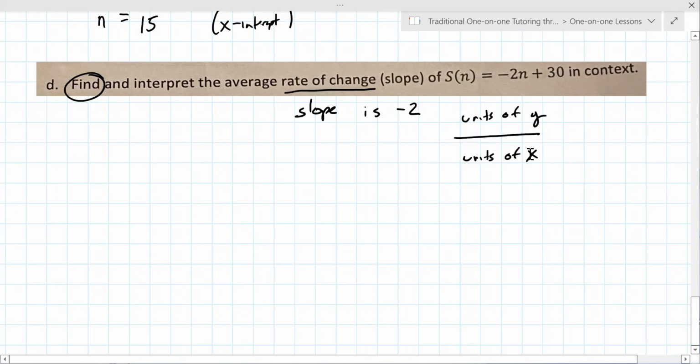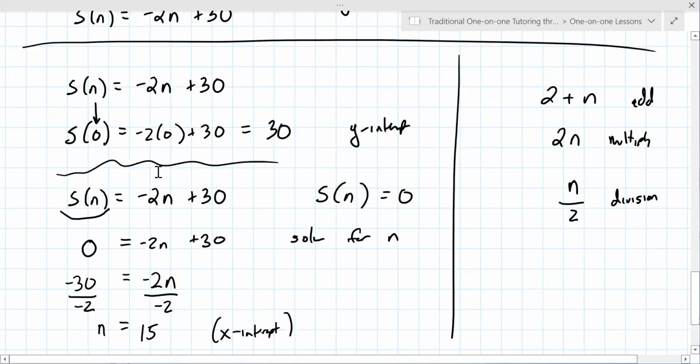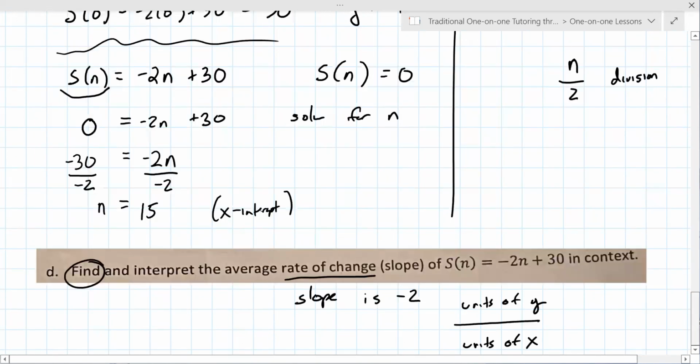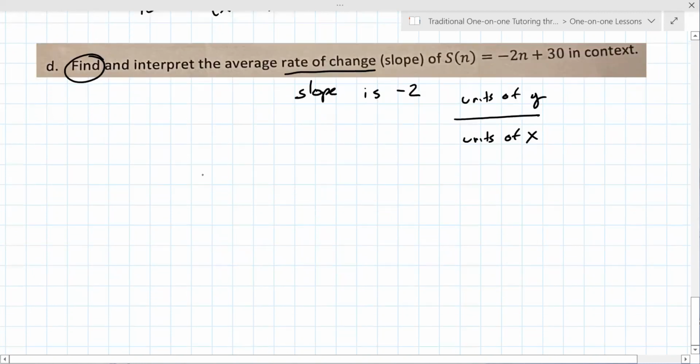Okay, and this isn't that complicated. We just have to go back and figure out, well, what is y? Y is the dollars in the account. N is the number of songs. So -2 means it's -$2 per song.